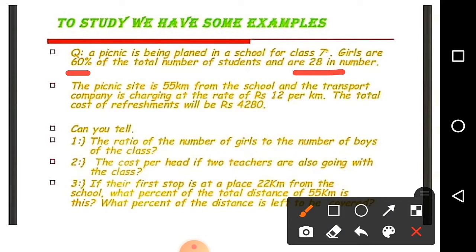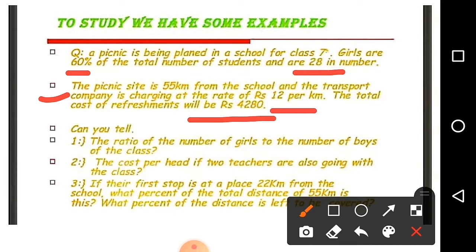Next is, the picnic site is 55 kilometers from the school and the transport company is charging at the rate of rupees 12 per kilometer. So for 1 kilometer the charge is rupees 12. The total cost of refreshment will be rupees 4280. So this is the information which is given in the question.